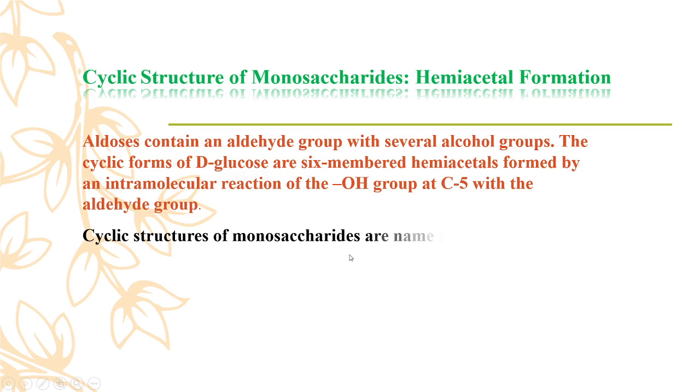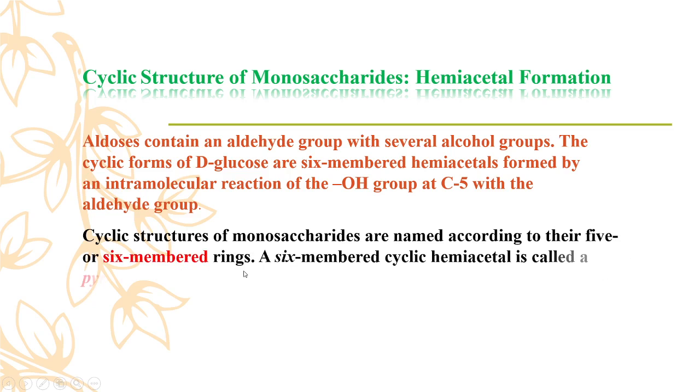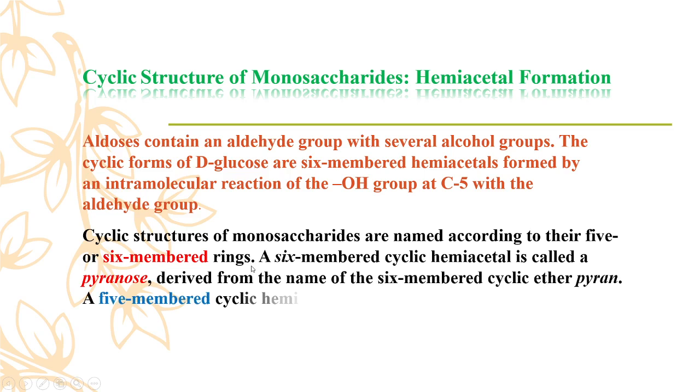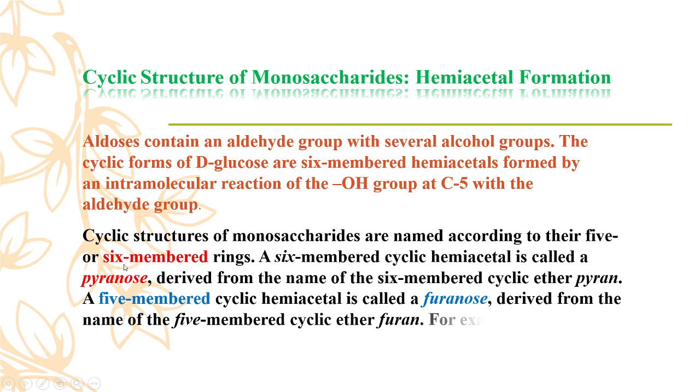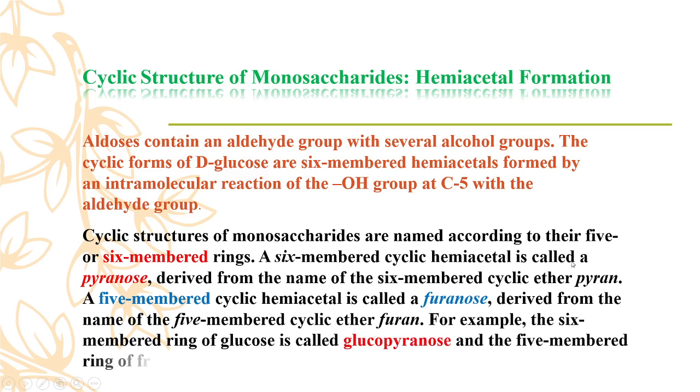The cyclic structures of monosaccharides are named according to their 5 or 6-membered rings. Depending on the structure of the monosaccharide, it will be either a 6-member ring or a 5-member ring. A 6-member cyclic hemiacetal is called a pyranose, derived from the name of the 6-member cyclic ether pyran. If the hemiacetal formed is 6-membered, it is called a pyranose.